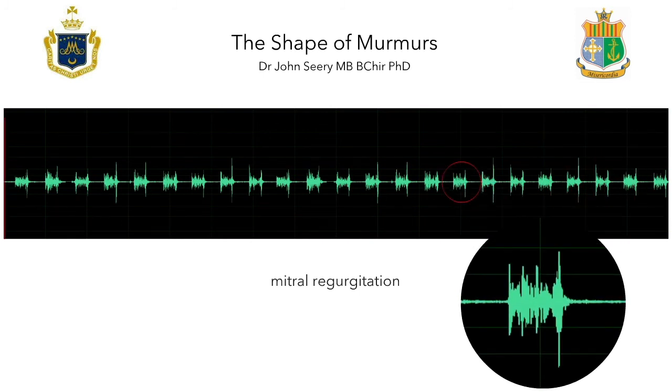The systolic murmur of mitral regurgitation is relatively uniform across systole from S1 to S2. Its shape is described as pansystolic or holosystolic. Note the first heart sound is often soft in this situation, a feature of significant mitral regurgitation.